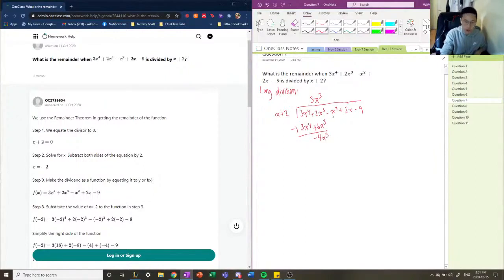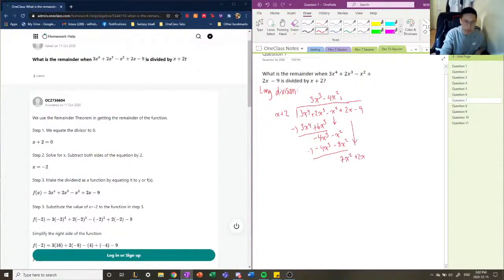Now we're going to move down our next digit. How do we get rid of negative 4x cubed? We multiply our divisor by negative 4x squared, and we get negative 4x cubed minus 8x squared. If we subtract all this together, this is equal to 0, and we get 7x squared. Move down our next digit, so it's plus 2x.